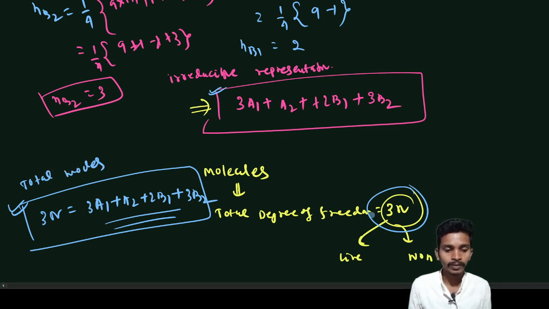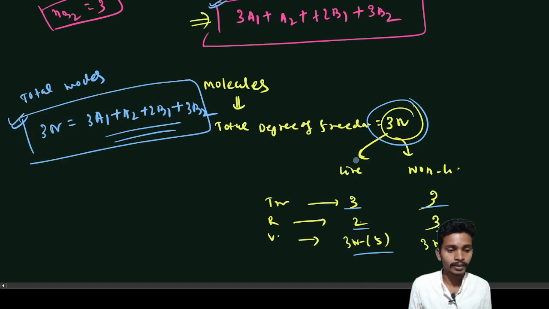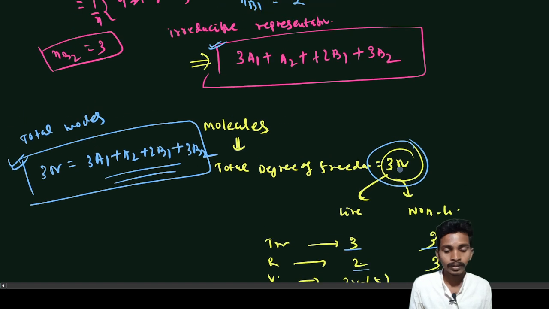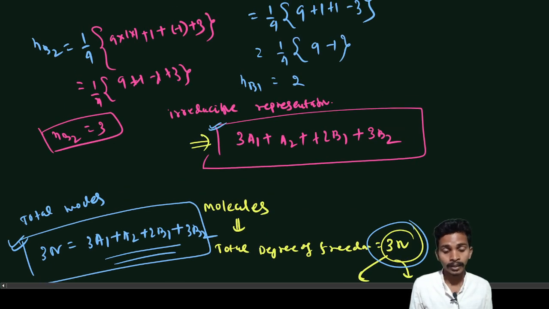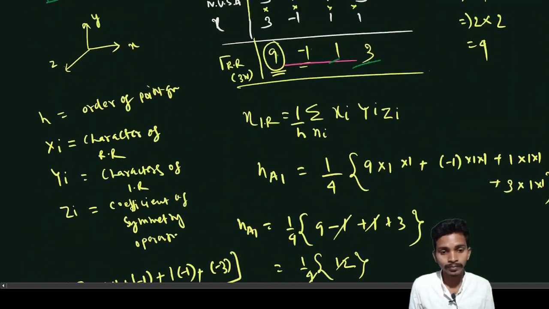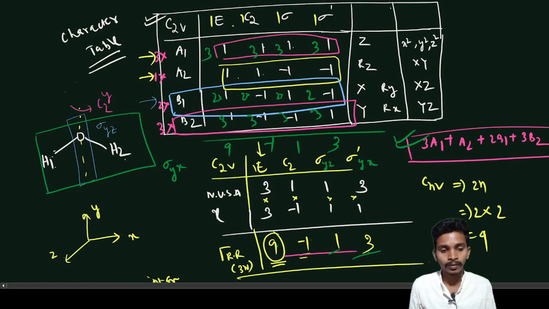So from here, in general for linear and non-linear, translation is 3 for both, and rotational is 2 and 3. But from the point group point of view, we will calculate by taking the help of the character tables. So we will go to the character tables.